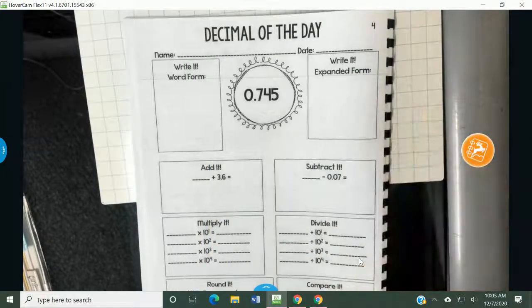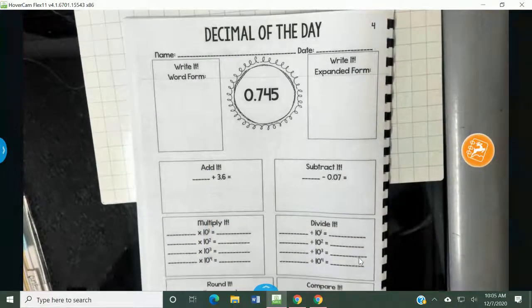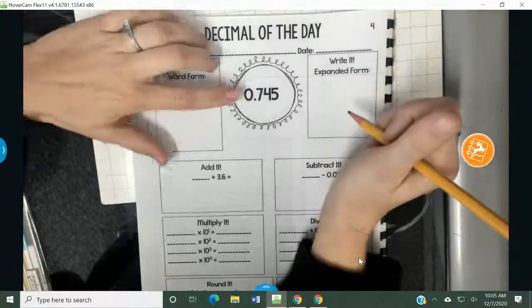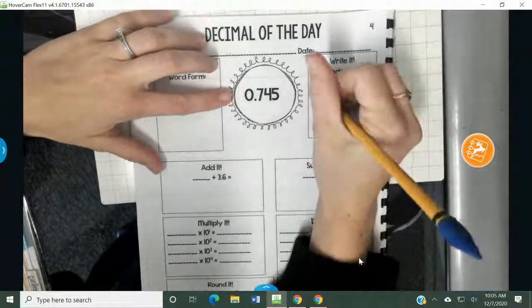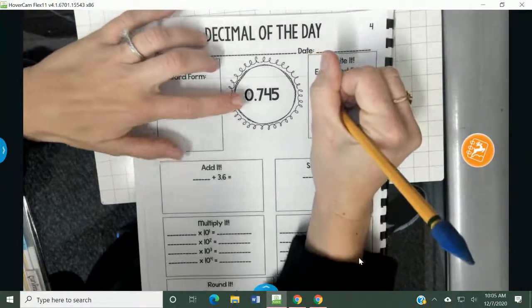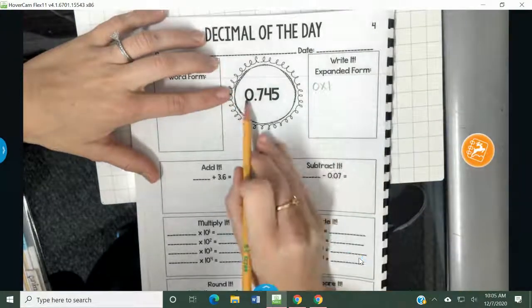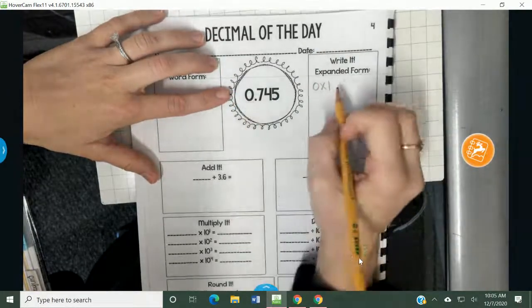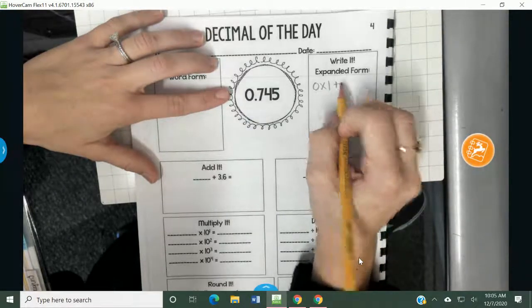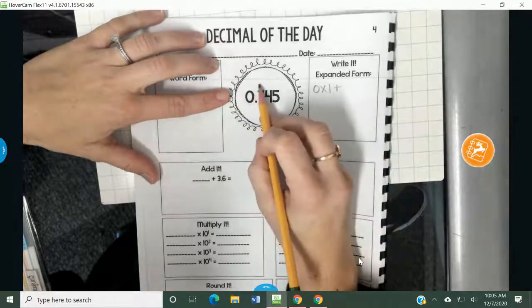You guys know how to do expanded form, but let me help you get started. Even though there's a 0, you're definitely gonna include it because it does take the place. So it's 0 times 1 because there's a 0 in the ones place. And then we put an addition sign to indicate that we're moving to the next digit.